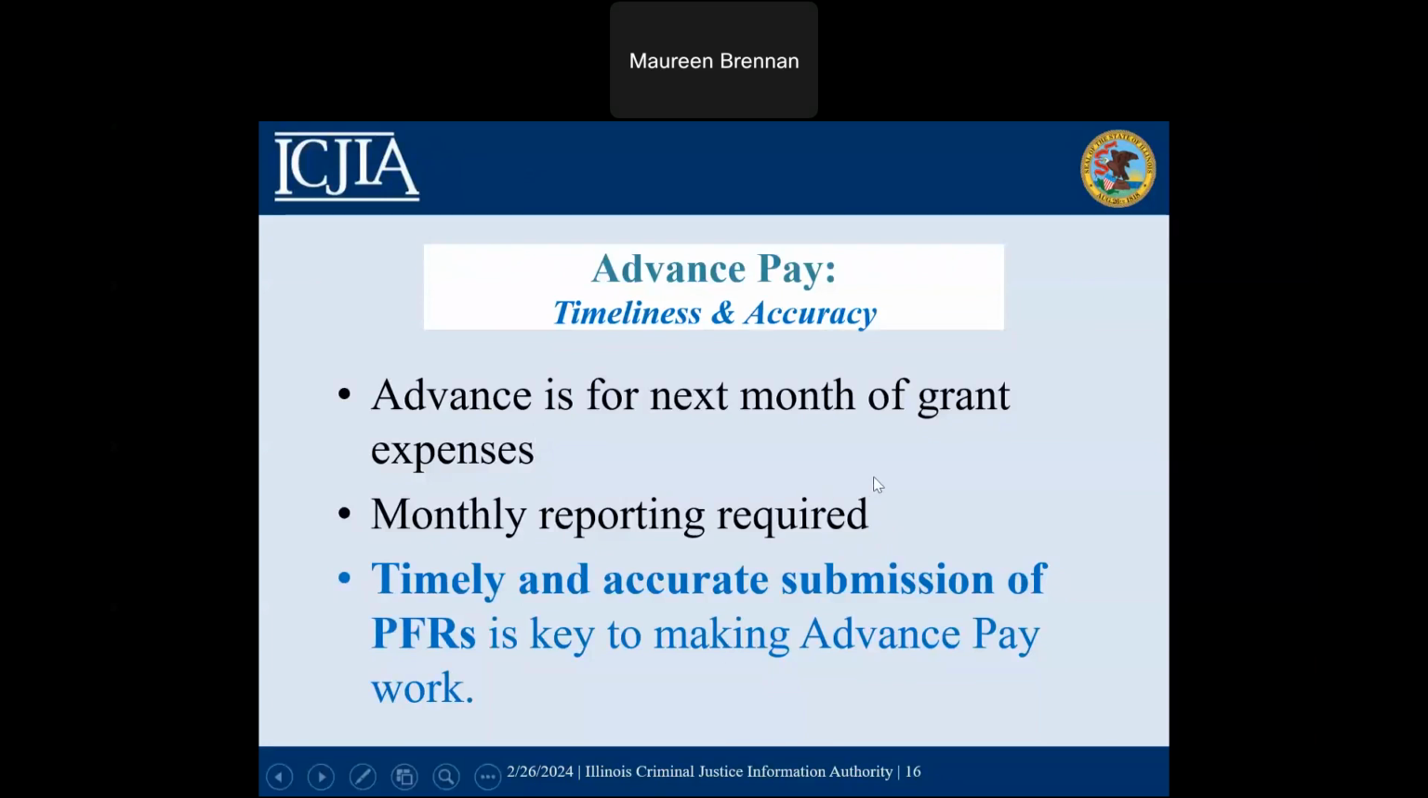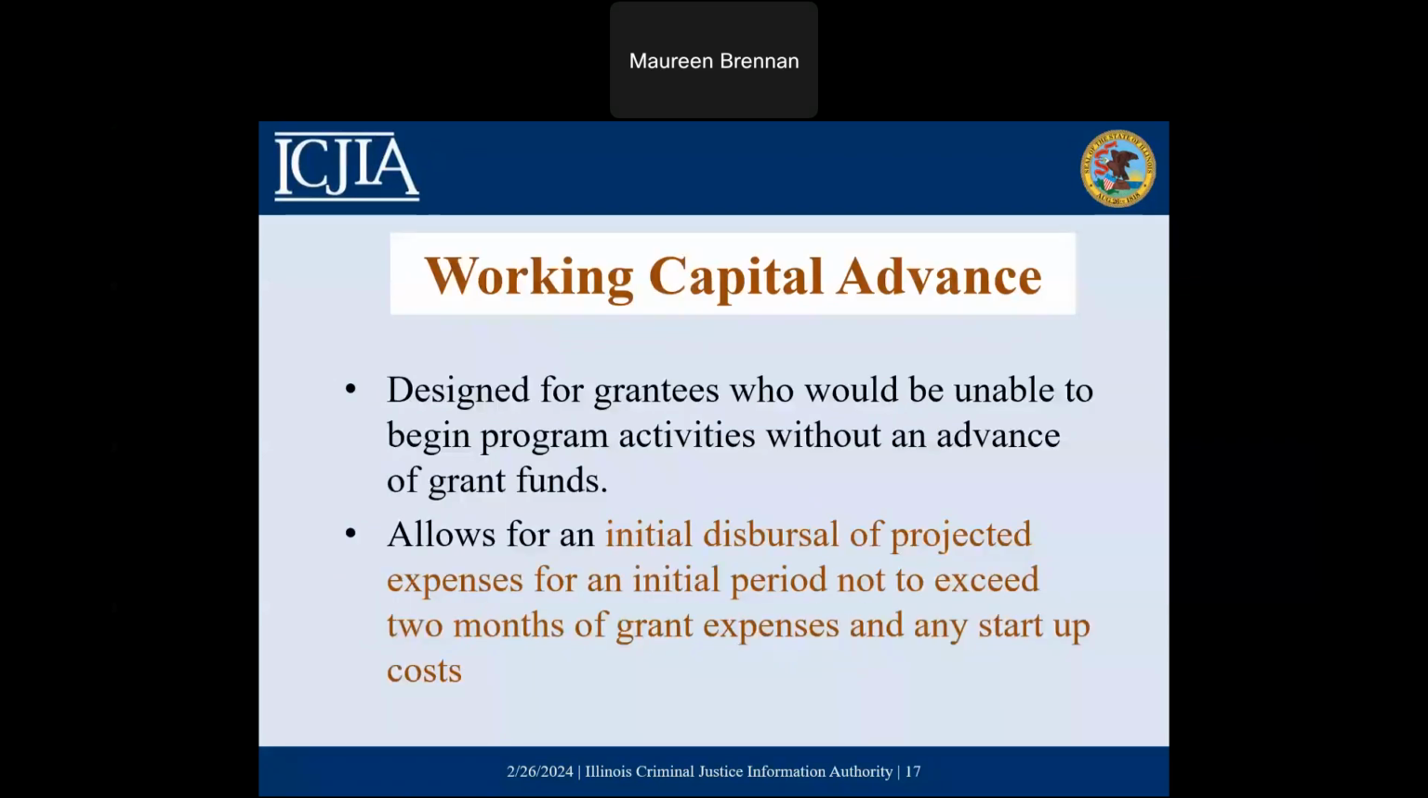And the last method is the working capital advance. Now, this is a newer method for us. It's designed for grantees who would be unable to begin their program activities without an advance of grant funds. It allows for an initial dispersal of projected expenses for your first 2 months, plus any startup costs. So you get this initial infusion of cash to start the program.